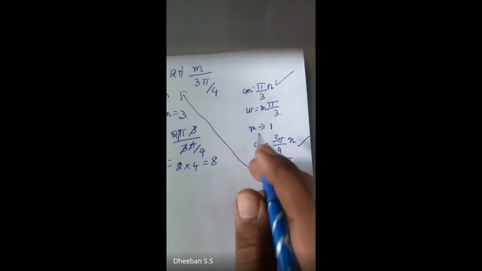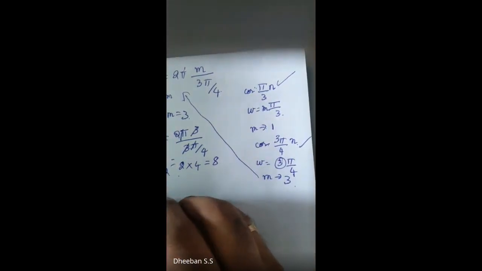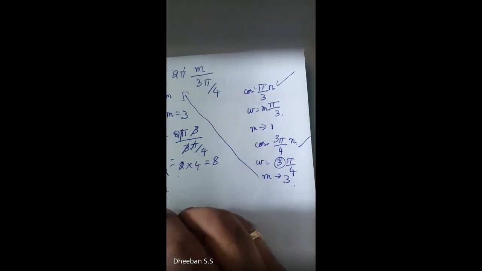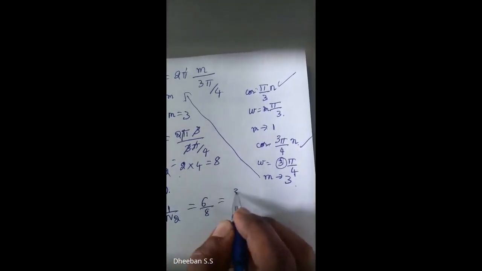Now we have found the fundamental period for these two functions separately. Now we have to find it for x of n. For that, you first have to find n1 by n2, which is 6 by 8, equal to 3 by 4.